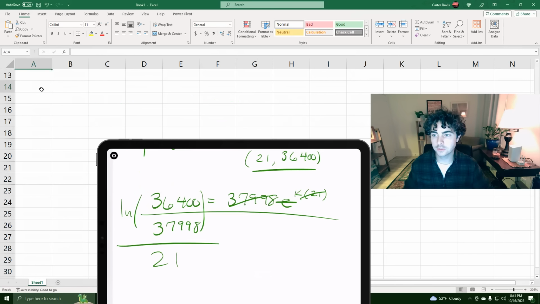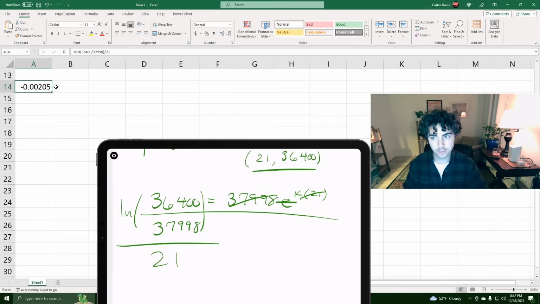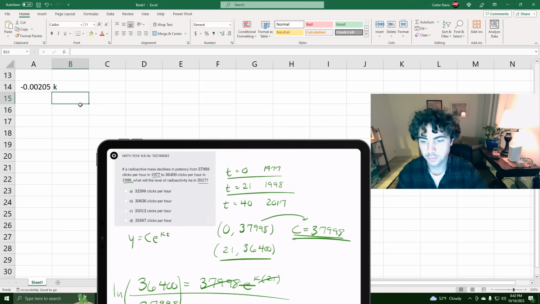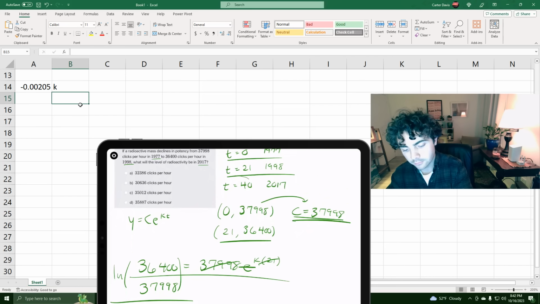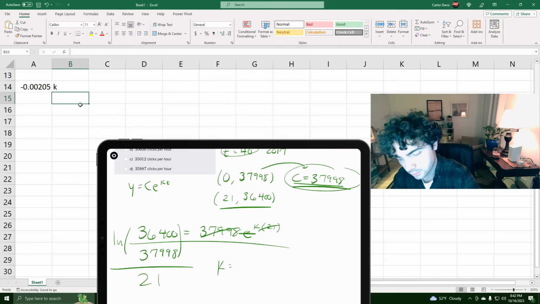Using Excel, we'll scroll down and start fresh. We're just calculating this right here. So natural log, 36400 divided by 37998, just like that. Then close the parentheses, then divide the whole thing by 21. We get this. This is our k value. Now we'll write out the equation we set up, but then we'll plug it right into Excel. Okay, time 40, c value, and k value. Just jot it down here, negative 0.002 roughly.